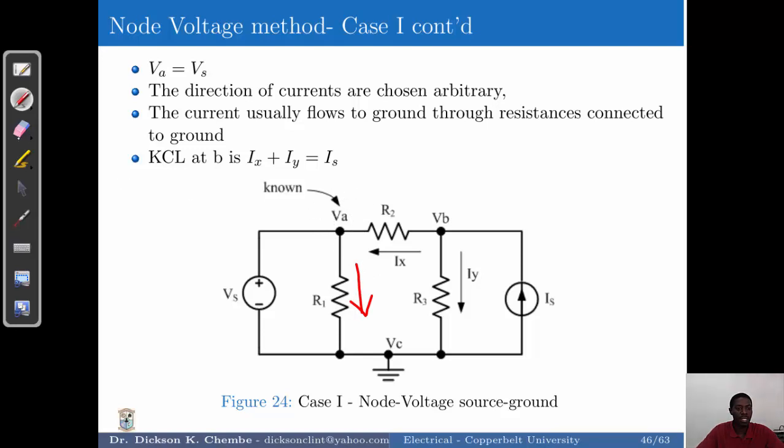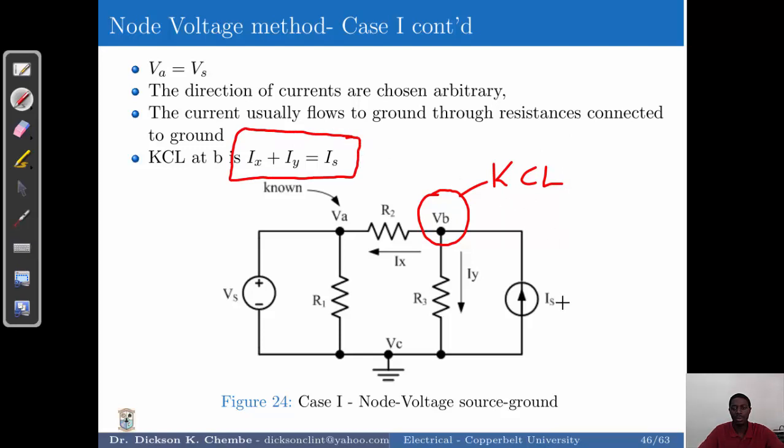So all that remains in this case is to find the value of VB. This is the only value that we have to find. That's why I've specifically indicated this flow of currents. And then you simply apply KCL at this node. So KCL at this node, you obtain IX plus IY must give you IS, because we know the value of VA, which is equal to VS for our case. So this is the first case scenario that you're going to meet.